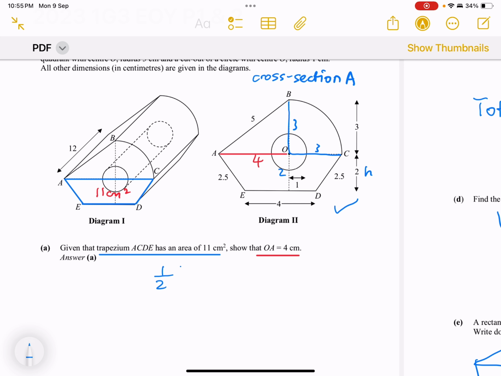It is half the sum of the parallel sides, which is 4 plus AC, yeah? 4 plus AC. Then multiply by the height. What is the height? The height is 2. And this gives us the area 11. Okay, so if we work out AC, then AC is 7 cm. Therefore, OA is AC minus 3, that is 4 cm.